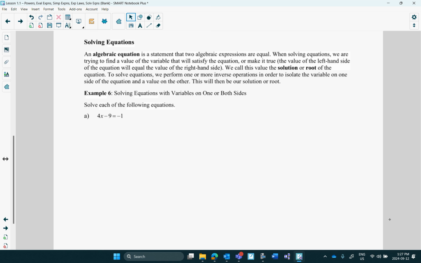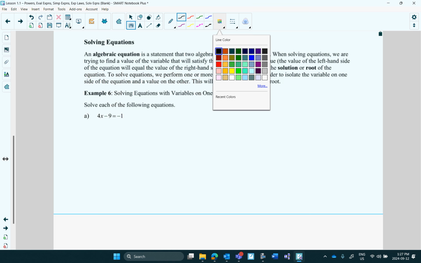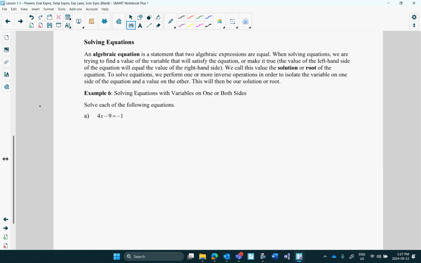And we did different types of equations last year. So just as a quick review, we did ones like this. This would be a two-step equation. How would I go about getting x by itself to find the solution? What's the first thing I would do?